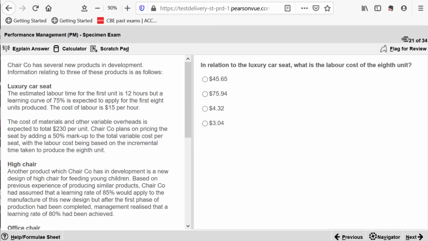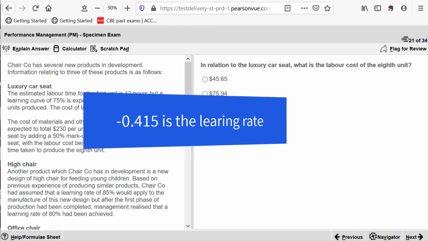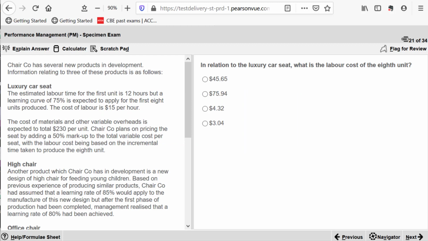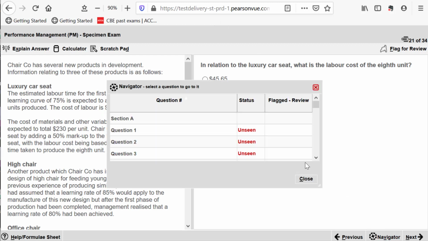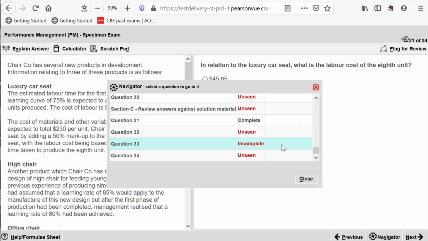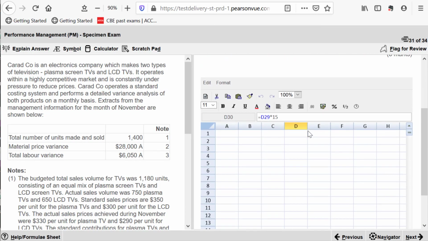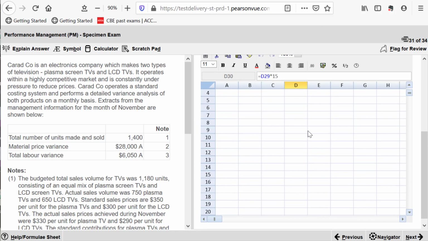Let's assume we have the negative 0.415 given to us, as they did in the paper-based exam. What you'll do is go to the navigator here, and just cruise forward to section C. Grab a spreadsheet and just borrow it. So here we are, our spreadsheet. We can do our work right here.